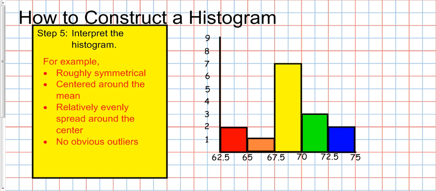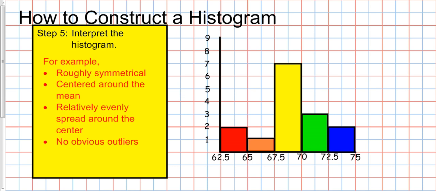With our spread, it's pretty evenly spread. Yes, there are 5 numbers on the right side, and there are only 3 numbers to the left side. And that is up our yellow bar. But for the most part, it's pretty evenly spread. And then there are no obvious outliers.